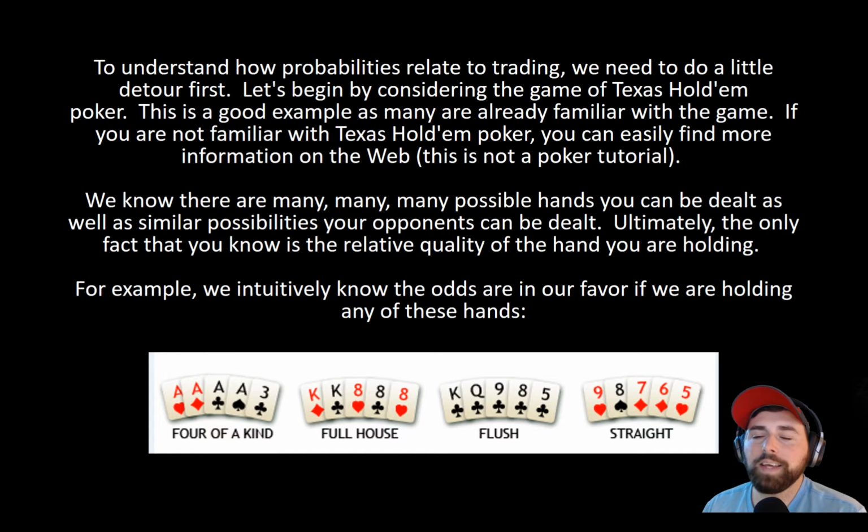So we know there are many possible hands you can be dealt, as well as similar possibilities your opponents can be dealt. Ultimately, the only fact that you know is the relative quality of the hand you are holding. For example, we intuitively know the odds are in our favor if we are holding any of these 4 hands. So we have 4 of a kind, full house, flush, and a straight. Anytime you make one of these hands, you know that the probability of you winning that hand is much higher.